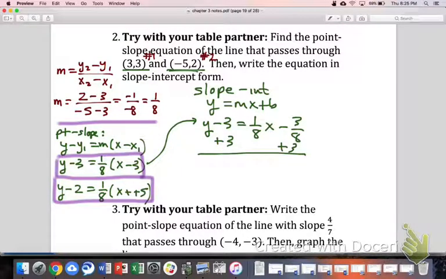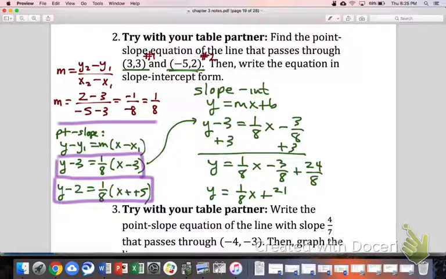When I do that, I'm going to get y equals 1/8 x. And I need to get a common denominator and add, so it's going to be negative 3/8. And then the 3 converted over to eighths would be plus 24/8. So my final slope-intercept version of this would be y equals 1/8 x plus 21/8. All right, so whether you worked with the first or second point slope form, when you go to slope-intercept form, you should end up with that right there.